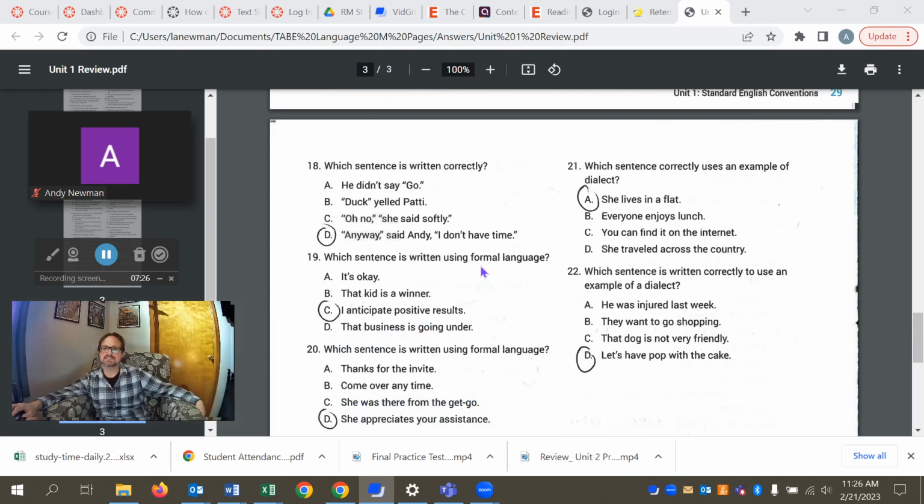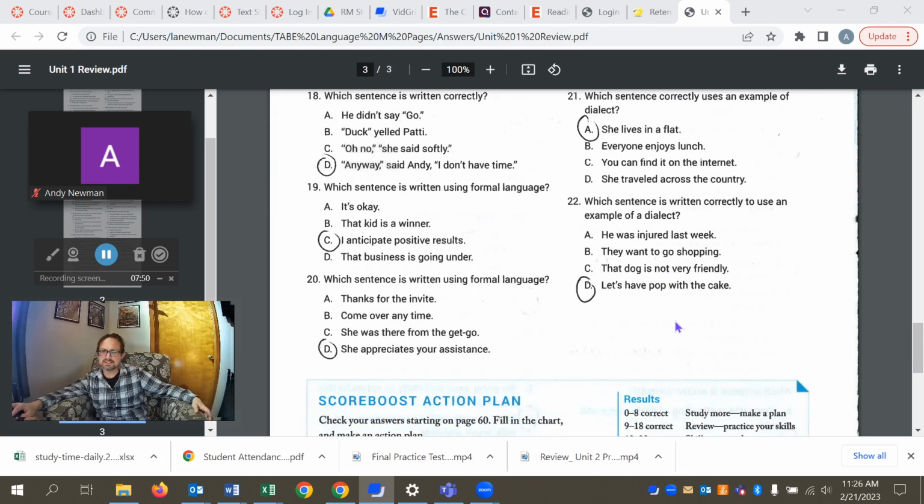21, so A is the correct example of dialect. A flat is an apartment over in England or in the United Kingdom. All these other terms are just sort of general everywhere in the world, at least everywhere that speaks English. But flat is what they call apartments in England.